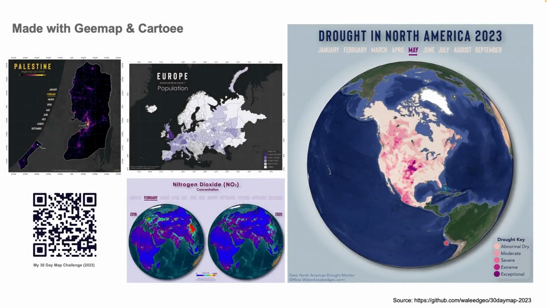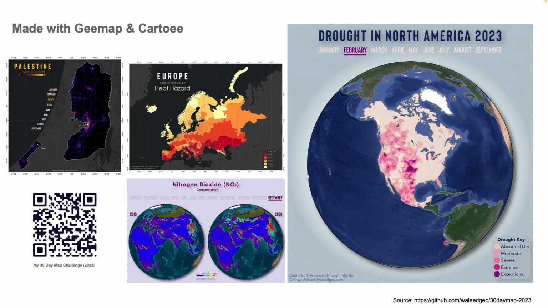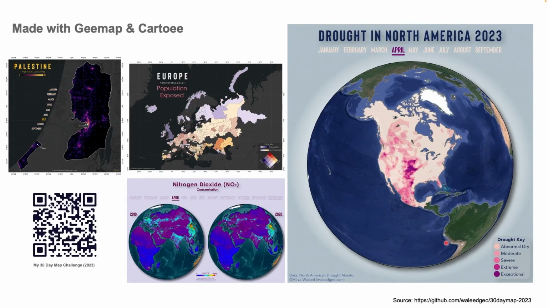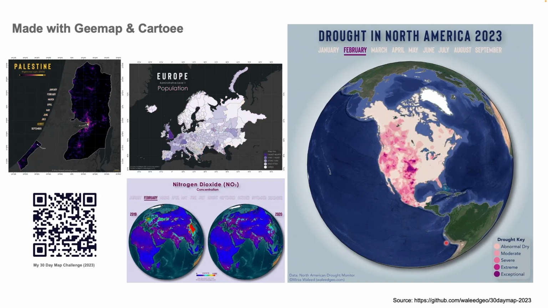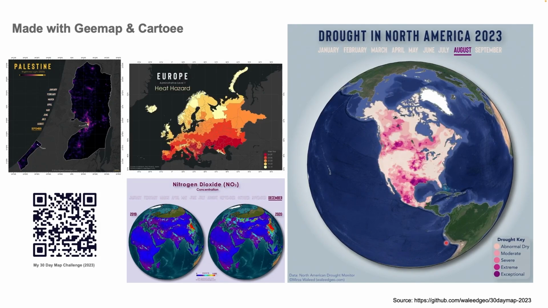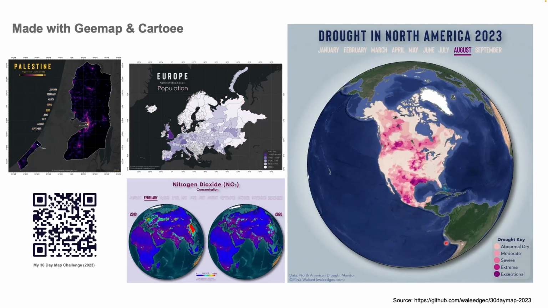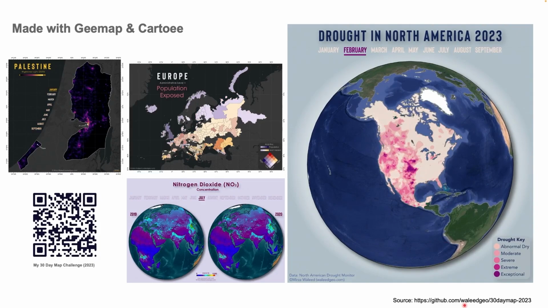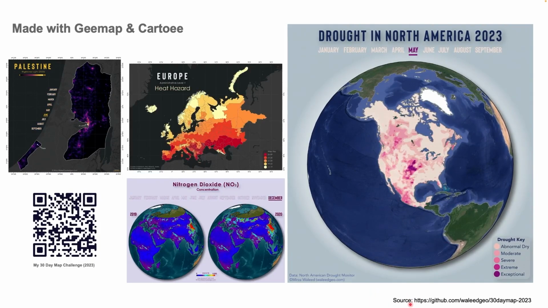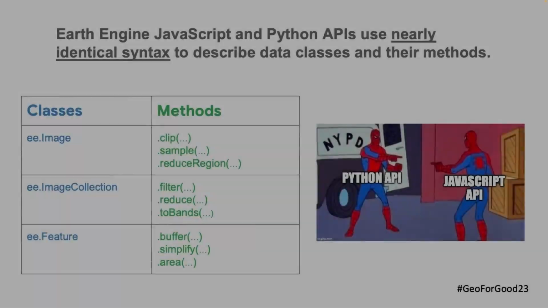So here you can see the visualization time series map, and all these maps are created using the Python API of Earth Engine. Specifically, I used the geemap and cartoee packages, and using these packages, I created the time series of variables such as nitrogen dioxide, drought, or nighttime light. If you are interested in this journey, you can scan this QR code, or you can navigate to this website over here to check the contents of my journey.